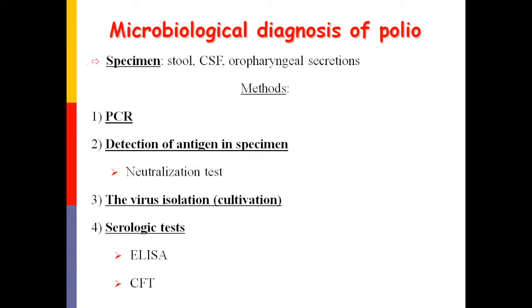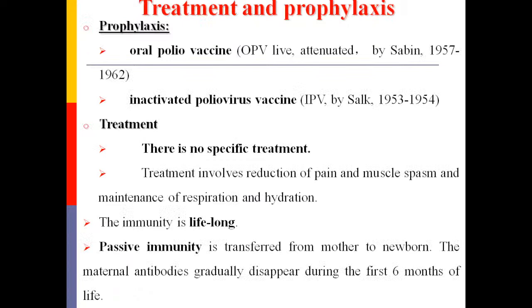Methods for detection include using PCR, then detection of antigen in specimen, for example, a neutralization test. The virus isolation or cultivation of virus, I have said how we can cultivate it. And serological tests that include ELISA and complement fixation test, that are used for detection of antibodies in serum of the child. What about treatment and prophylaxis?